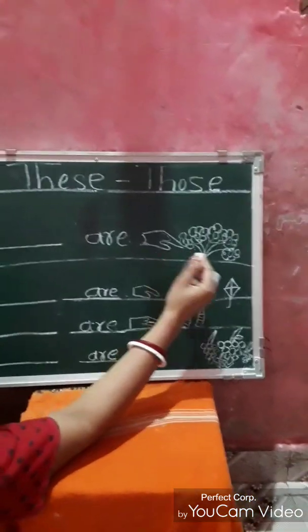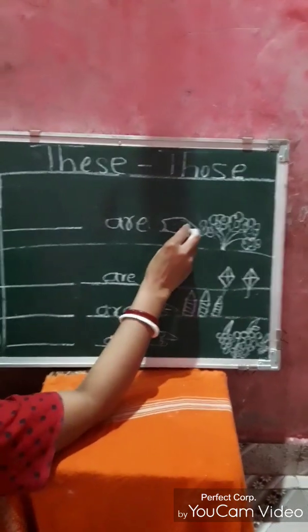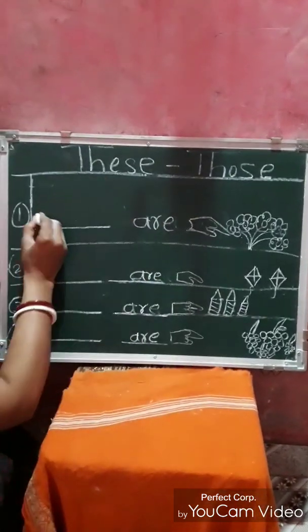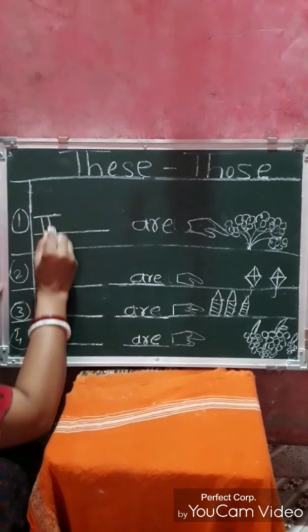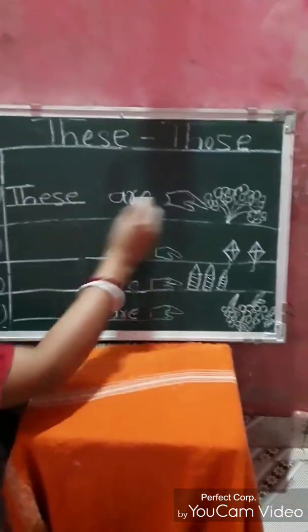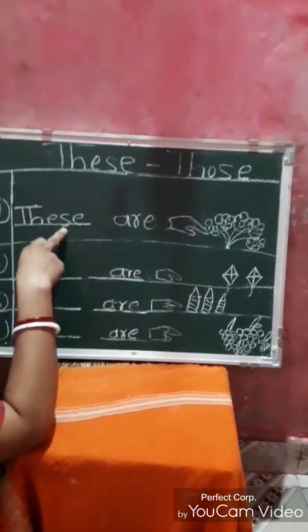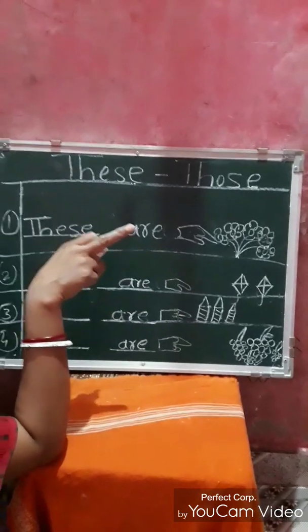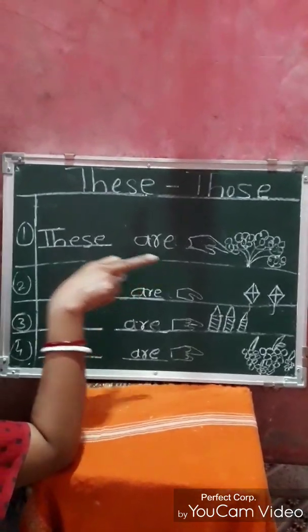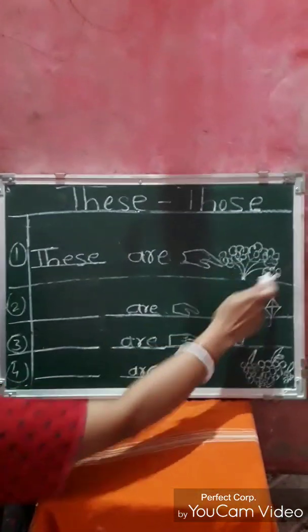In the first picture, flowers are nearer to hand, that's why we are going to use these. These are flowers. The meaning of these and this is the same, but this we use for singular things, and these we use for plural things.